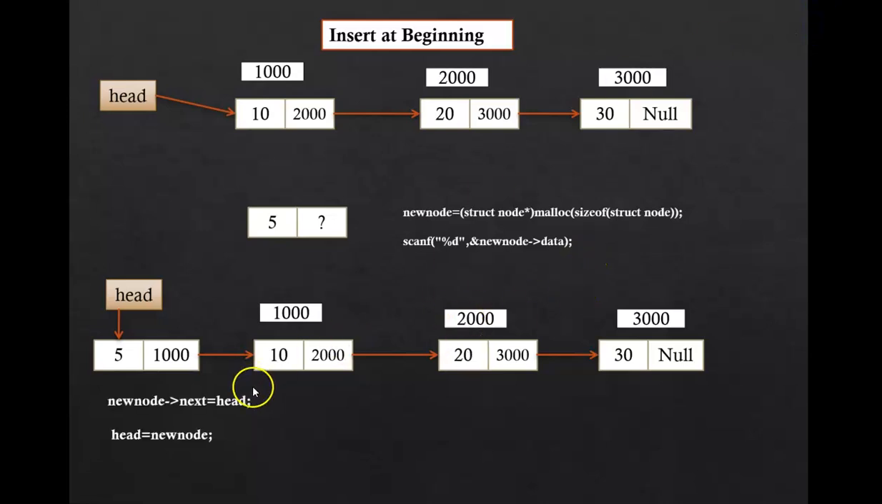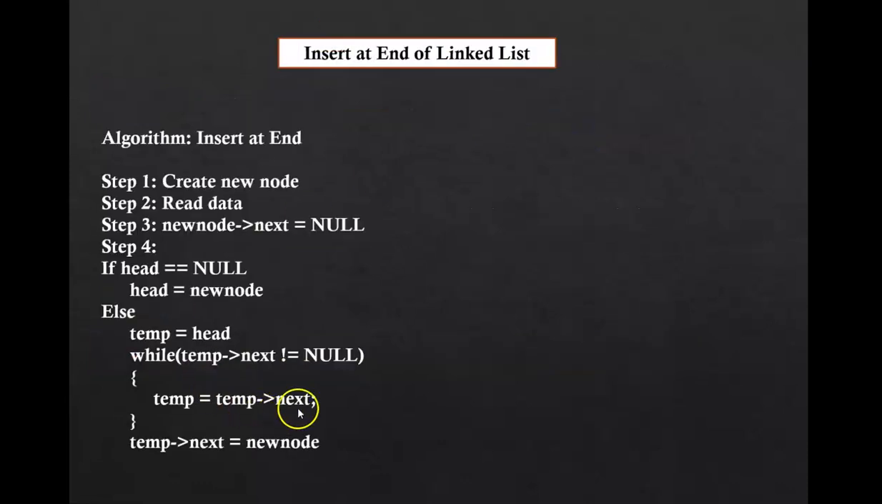So I say new node's next is equal to head. So look, this is the new node's next is equal to head, and now head is pointing to the new node. So insertion at beginning is that simple. We can finish it in order of one time. Next is insert at the end of the linked list.